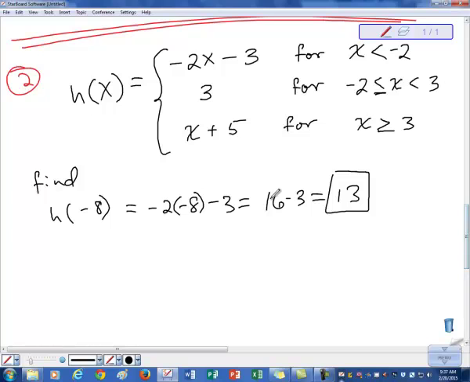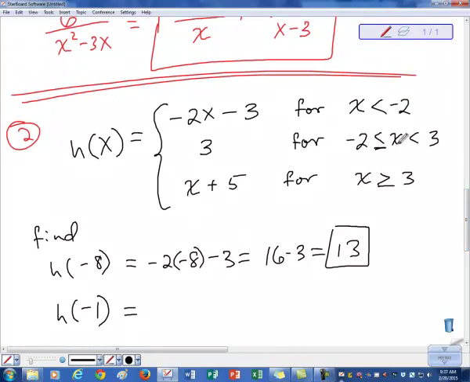Alright, now let's say that we want to find h at negative 1. Well, we want to see where does x at negative 1 fall in? Is it less than negative 2? Is it greater than or equal to negative 2 but less than 3? Or is it greater than 3? And you should have said the middle one. Negative 1 is greater than negative 2 but less than 3. So therefore, since there's no value for x to put in here, there can only be one answer, 3.